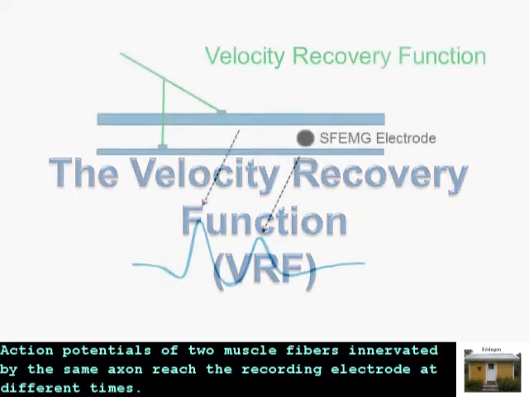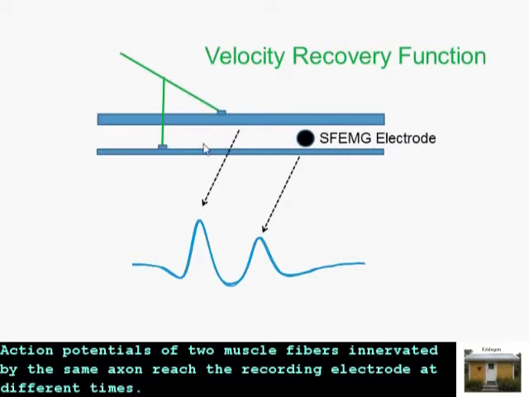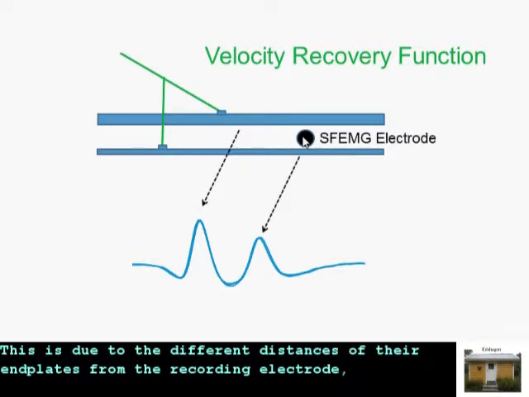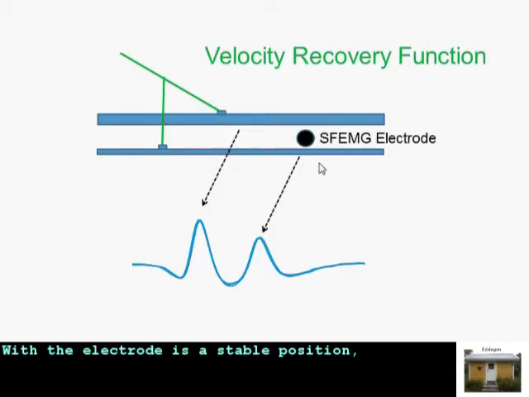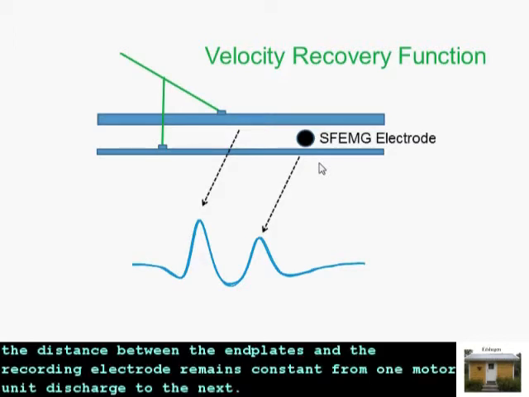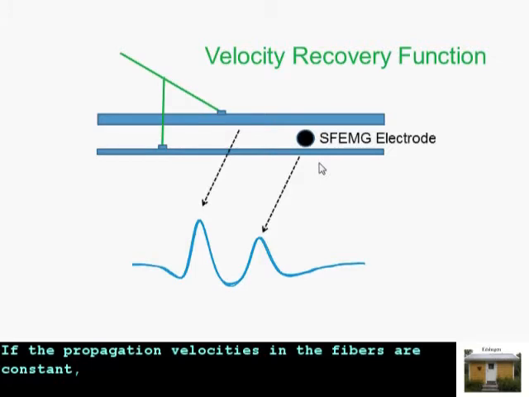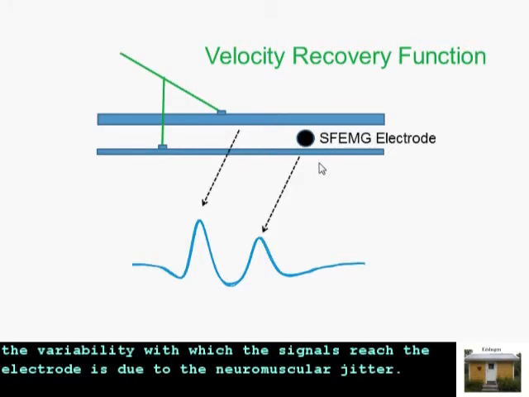recordings. Action potentials of two muscle fibers innervated by the same axon reach the recording electrode at different times. This is due to the different distances of their end plates from the recording electrode and to the difference in the action potential propagation velocity in the two muscle fibers. With the electrode in a stable position, the distance between the end plates and the recording electrode remains constant from one motor unit discharge to the next. If the propagation velocities in the fibers are constant, the variability with which the signals reach the electrode is due to the neuromuscular jitter.